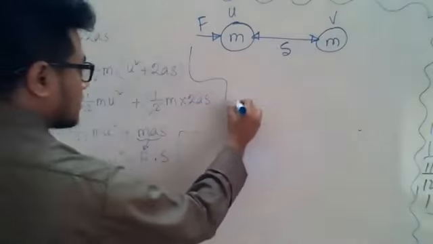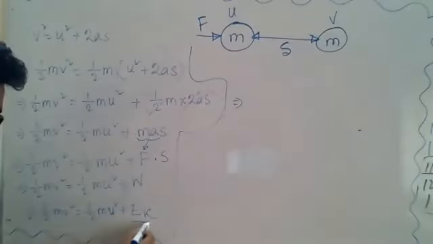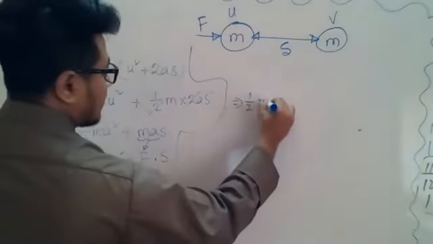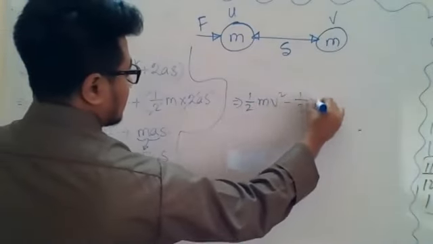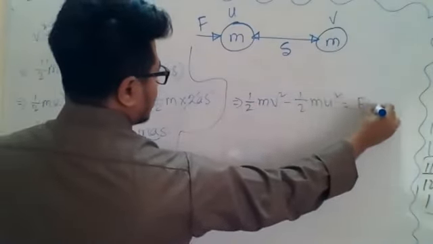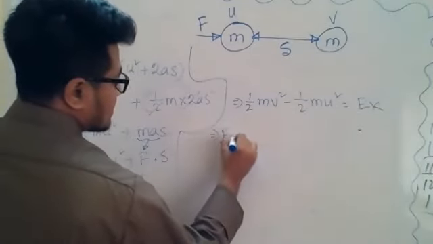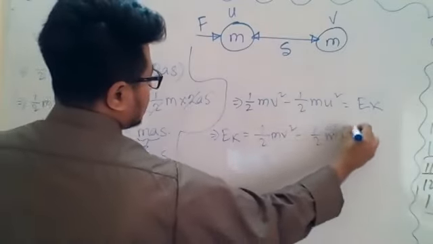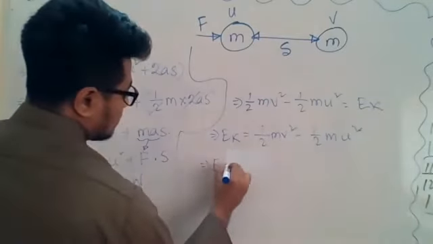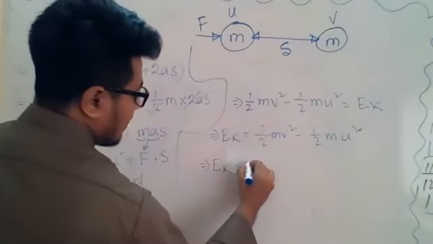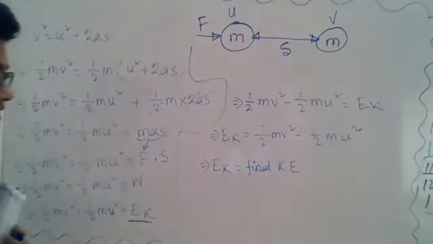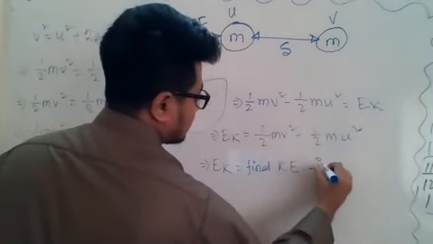Okay. So from here, I want to find out the value of KE, right? So I will just change the side of this one, half m u square, it will come this side. It will become half m v square minus half m u square is equal to KE. So KE is equal to half m v square minus half m u square. Now, as it is final velocity, I can say this is final kinetic energy, KE final, minus initial kinetic energy.